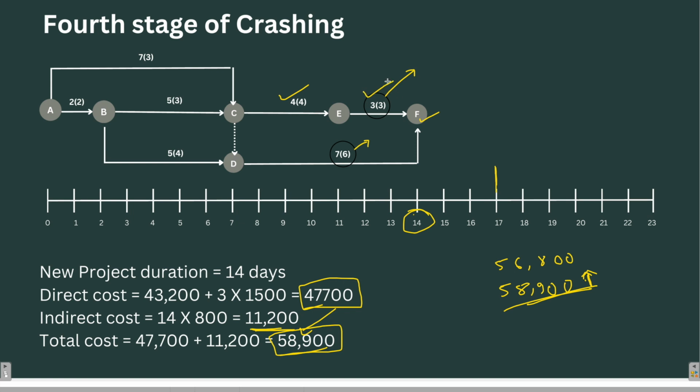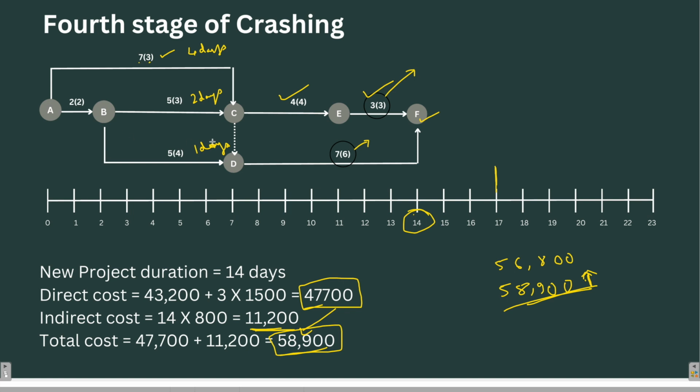EF has lost its crashing potential. We cannot crash these activities any further. The only activity which can be crashed is this one. What is the crashing potential? It is 7 minus 3. It is 4 days. 5 minus 3 is 2 days. And 5 minus 4 is 1 day. It can be crashed only for 1 day. So the crashing potential of BD is only 1 day.